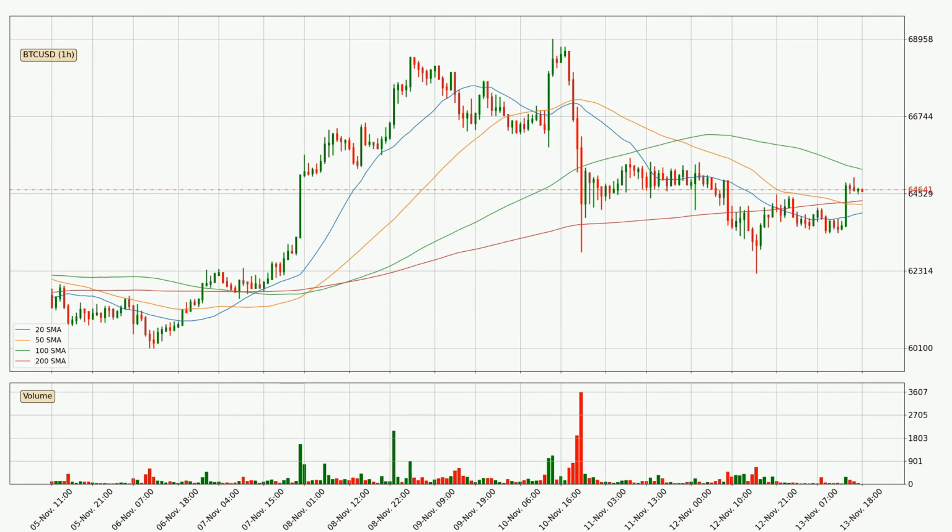Jumping to the hourly simple moving averages, at the moment, the price is between the 200 and the 100 SMA. If the price bounces off the 200 SMA, which is currently at 64,327, it could be seen as a support, and the 100 SMA that is at 65,223 could be perceived as a resistance to the upside.